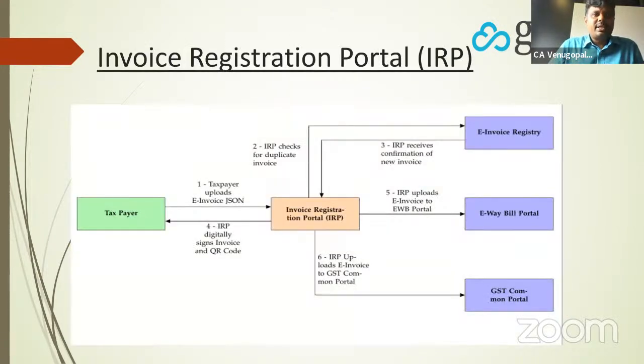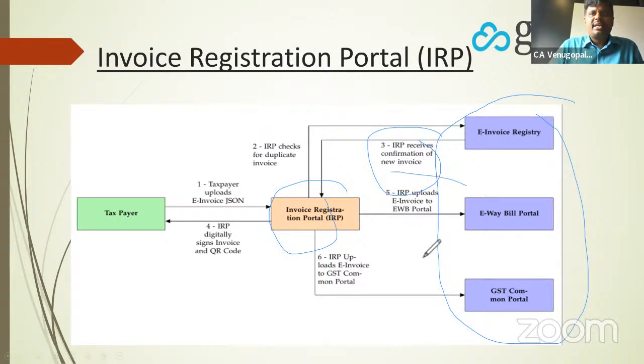Next is the IRP, who is the key person who is generating an invoice for you. You as a taxpayer, you have an interface with the IRP, but the IRP backend does a lot of work. He maintains a registry so that there is no duplication. He connects to the e-waybill portal and generates the e-waybill. He uploads the data back to GSTR1. All this he does, which is not visible to us. You send the data, he digitally signs and sends the document back to us.